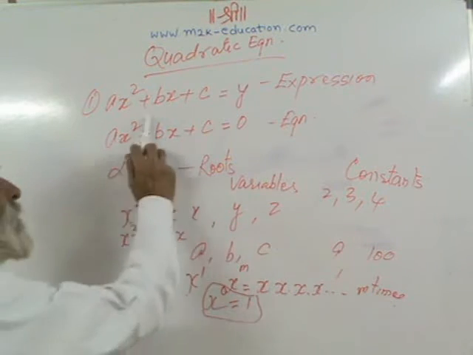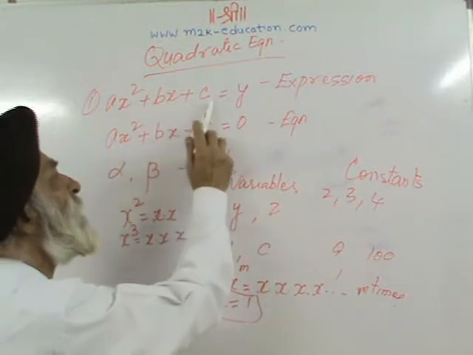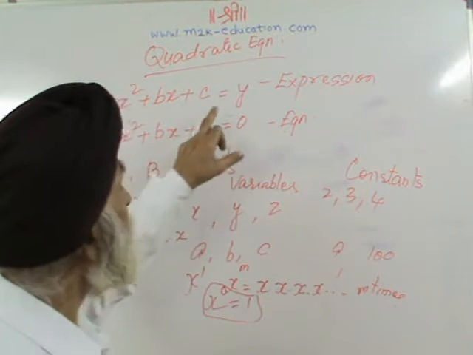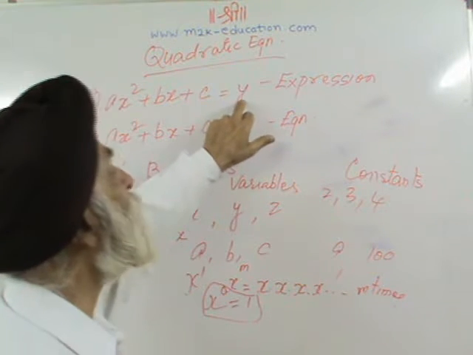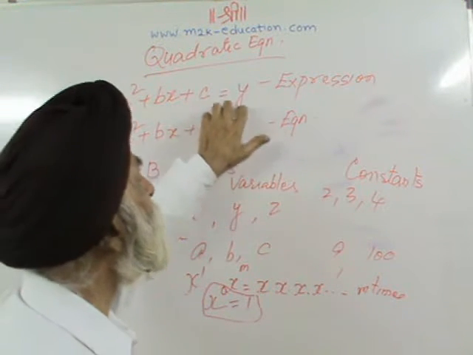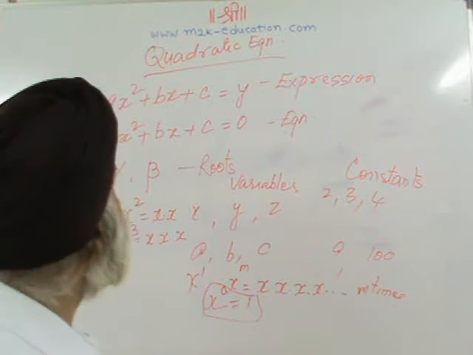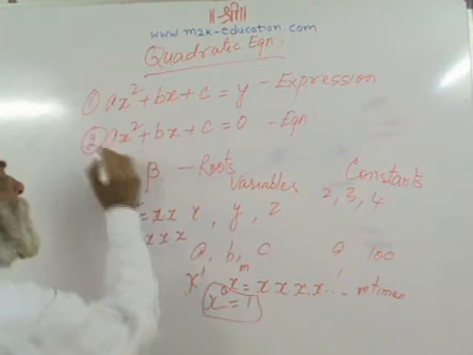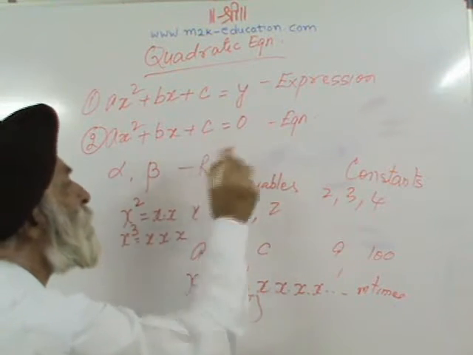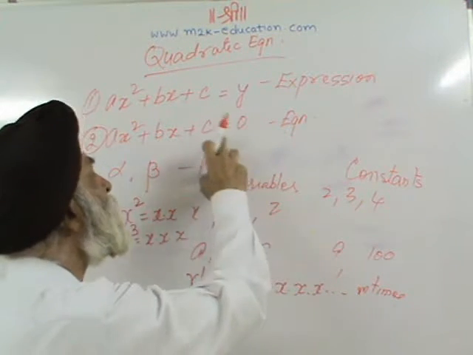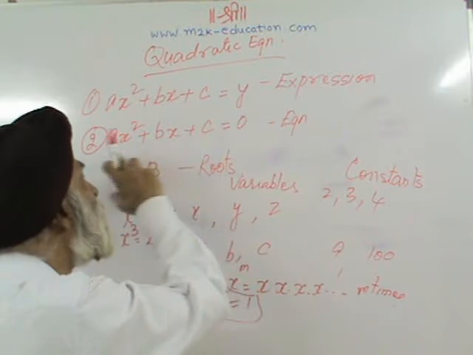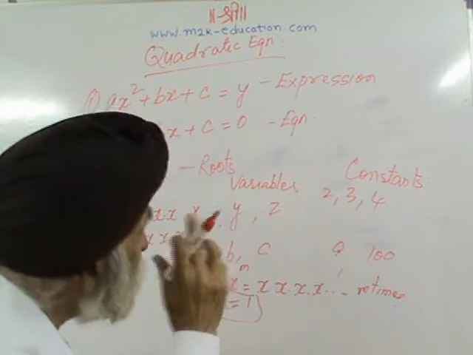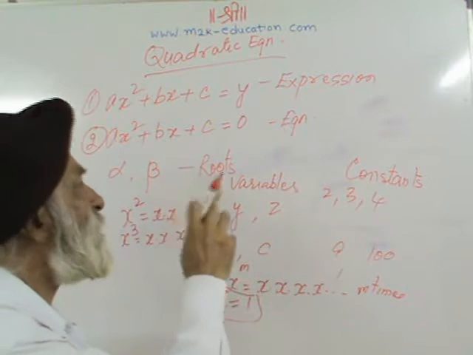So I have just talked about it. ax square plus bx plus c equal to y is an expression, which means I have not given a value, I have given a variable for this. Whereas in the second case you find that ax square plus bx plus c equal to 0, where I have assigned this expression a value of 0. So this is the difference between expression and equation.